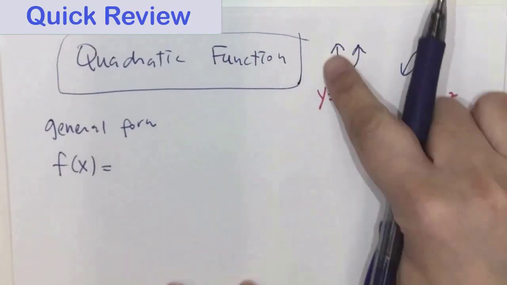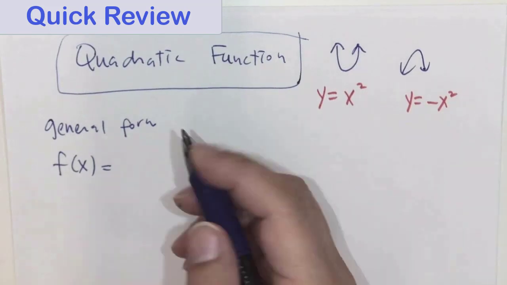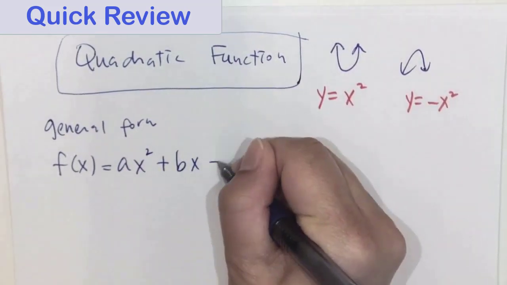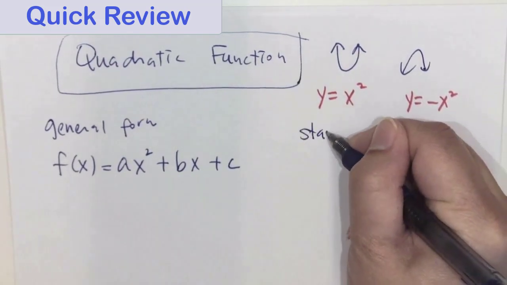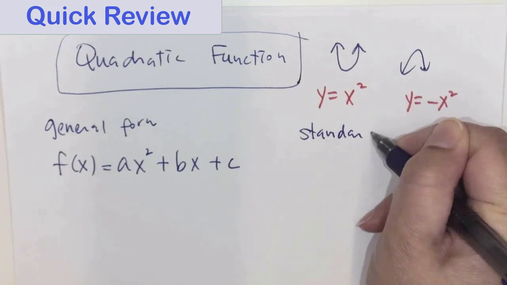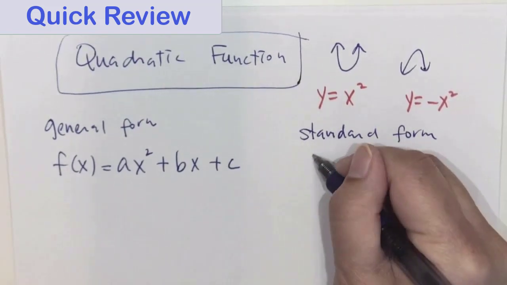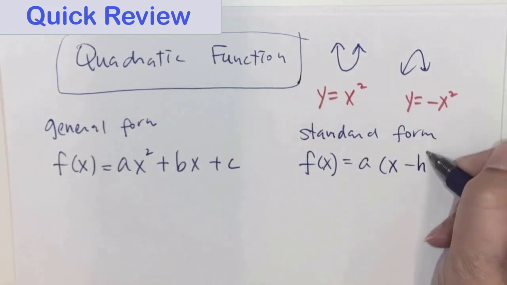Quadratic functions look like open up and open down parabolas: y equals x squared, y equals negative x squared. The general form would be ax squared plus bx plus c. And the standard form, which in the last class we used completing the square, f of x equals a(x minus h) perfect square plus k.